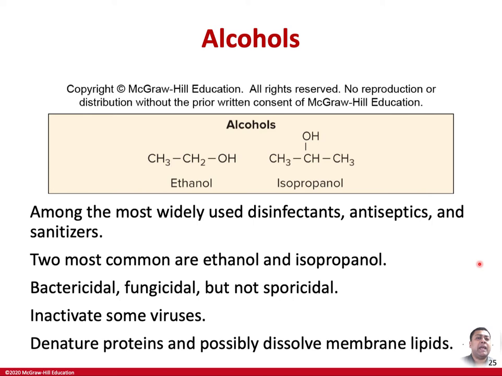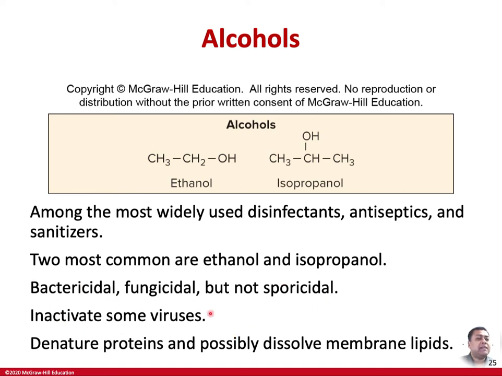The next is the alcohols, and mainly two types of alcohols are used for disinfection purposes. They cannot sterilize, the same way the phenols cannot either. So one is the simple ethanol, and the other one is isopropanol, widely used as disinfectants, antiseptics and sanitizers. Commonly used, these are the two. They can be bactericidal, fungicidal, but not sporicidal.